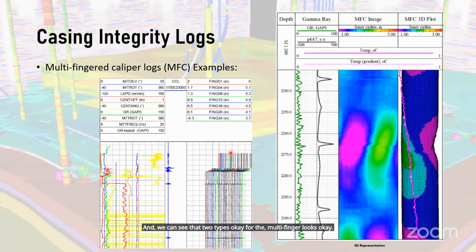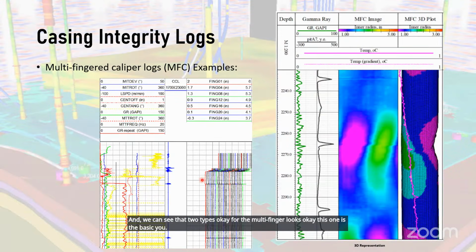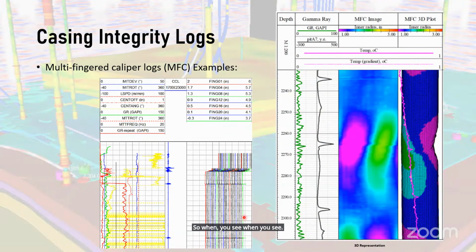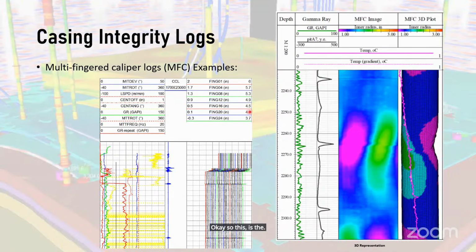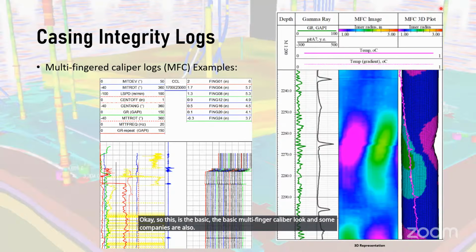This one is the basic. You can see that for every finger we have a curve. So when you see some distortion in some fingers and the others are not, in that case we have a certain hole or certain casing deformation at this depth. So this is the basic multi-finger caliper log, and some companies also have a 3D plot like this.